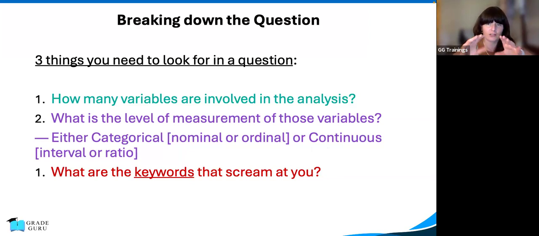But for the sake of just breaking down a question, I want you to just divide it into categorical and continuous, because that's what makes the difference. And finally, what are the keywords that scream at you? Okay, so all your tests are going to have particular keywords. I have no idea why this is 1, 2, 1, but anyway. So as I go through all of the tests, we're going to look at these 3 things for example questions.